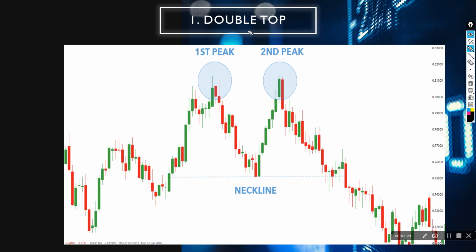Now I will show you by the end, after we look into all these different chart patterns, a few of these chart patterns that I have noted down on the graph. So let's move on to the next one.